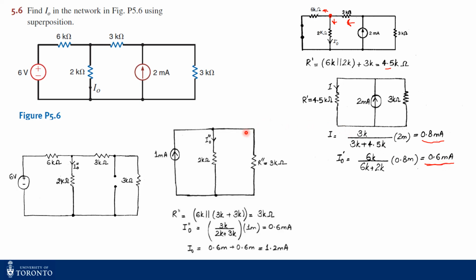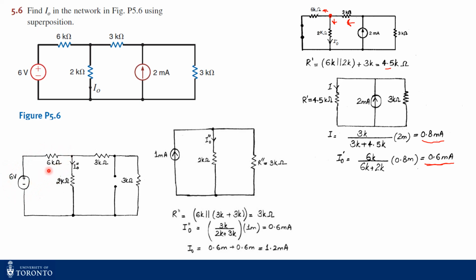Now next we turn off the current source, right? We turn off the current source. That means this current source will be now an open circuit, as you can see here, and we have to find out I naught contribution only from the 6-volt source, right? And the equivalent circuit is shown here. So here what we do is that we apply a source transformation, as we have seen earlier.